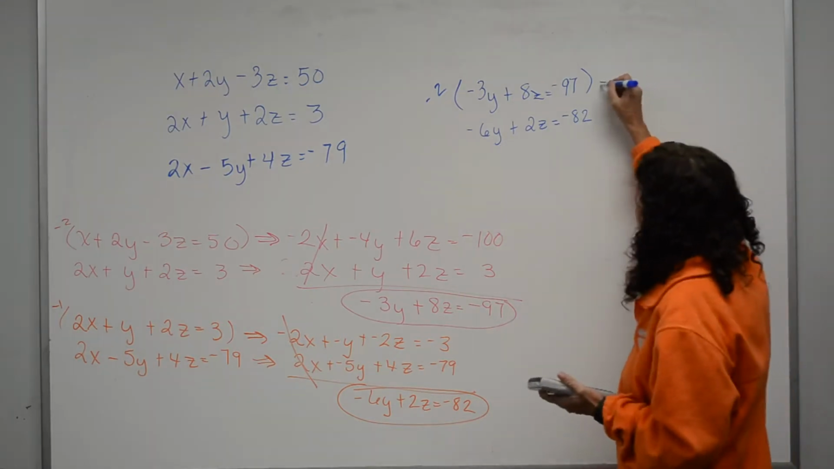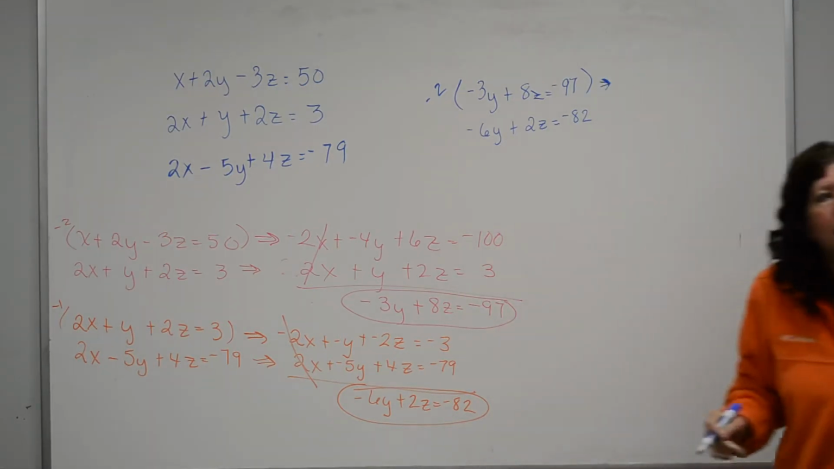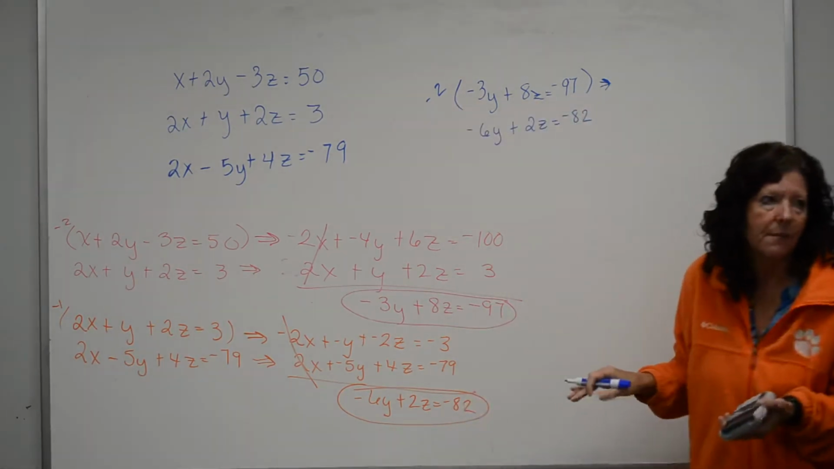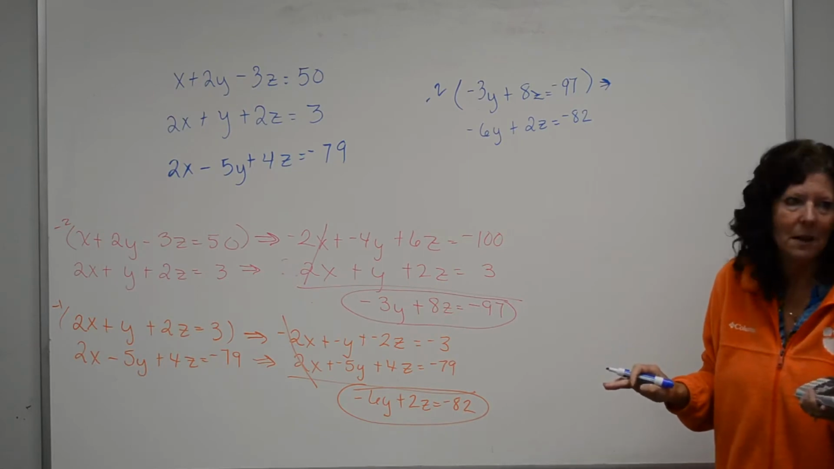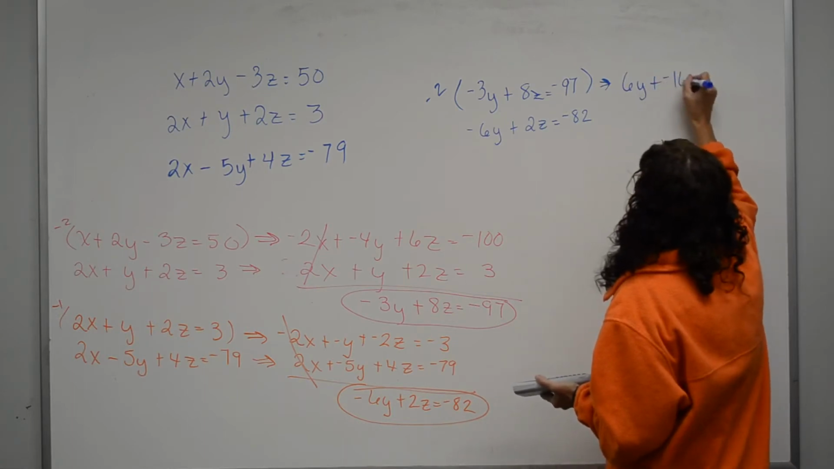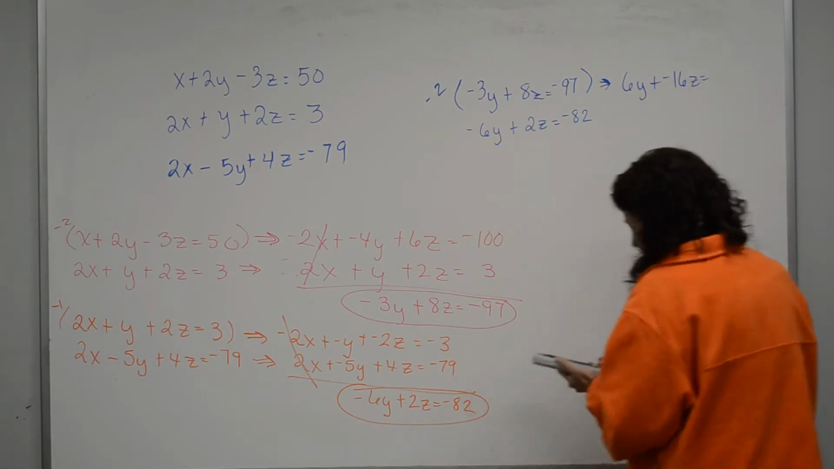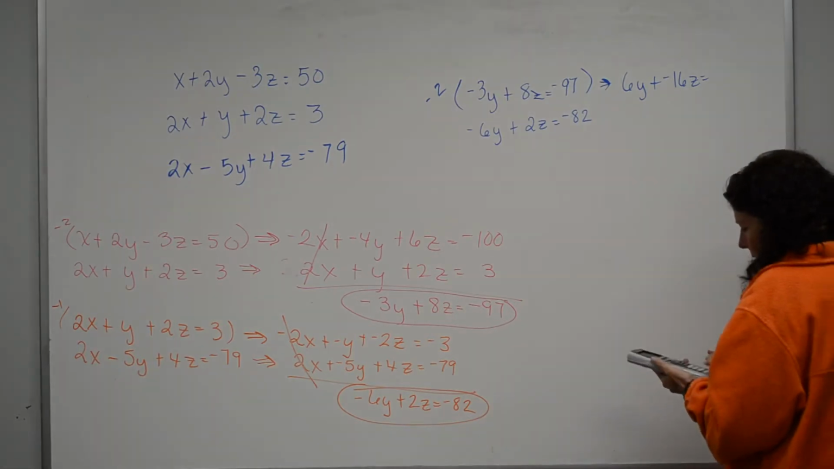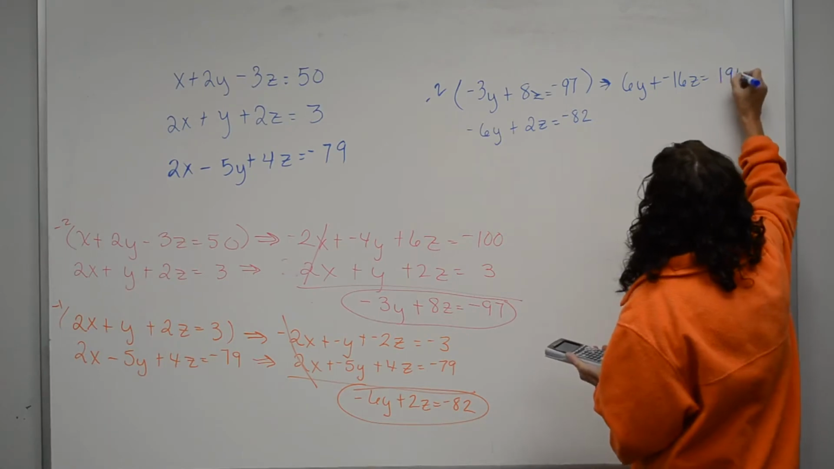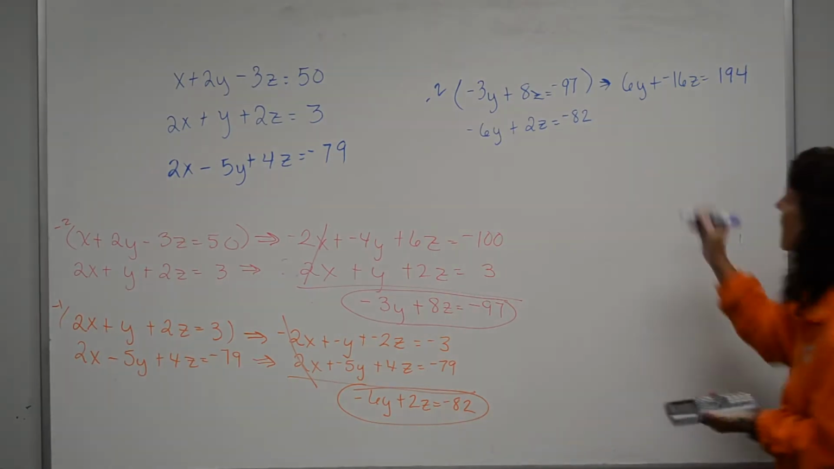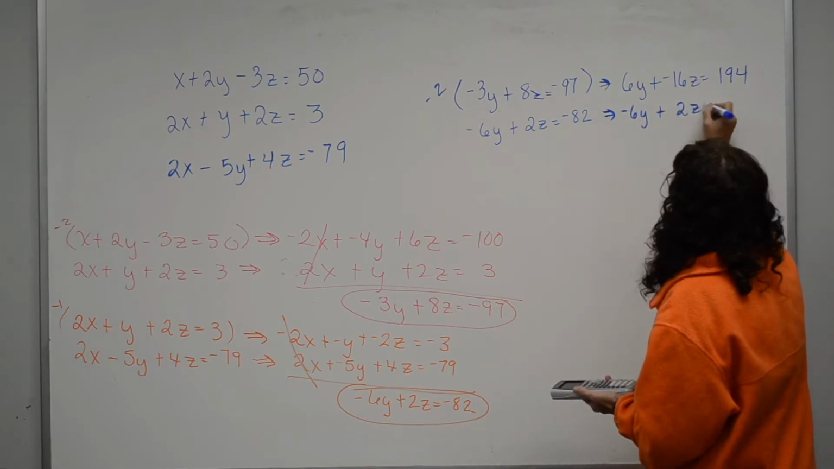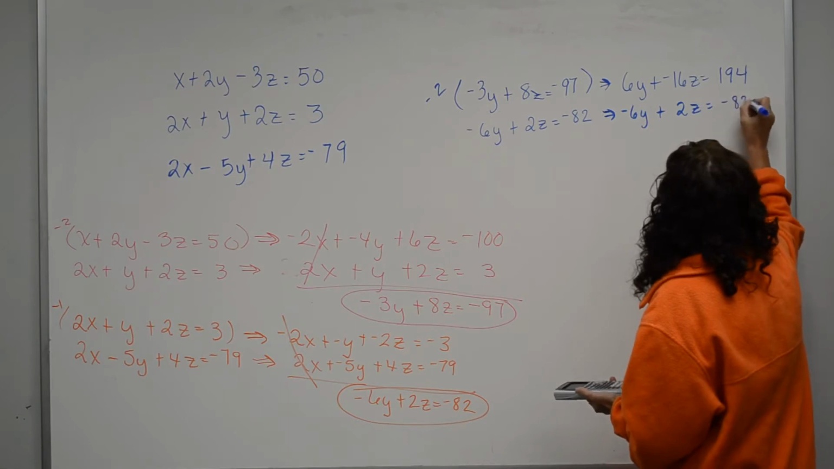Now, as strange as this is going to sound, I would strongly encourage you to use your calculator on things like 2 times 97, because you don't want to make a careless mistake. All right? 6y plus negative 16z is equal to positive 97. Oops, it helps turn it on. It's going to give me a positive 194 because it's a negative times a negative. This one is a negative 6y plus 2z equals negative 82.